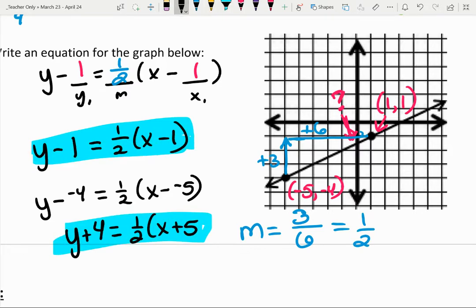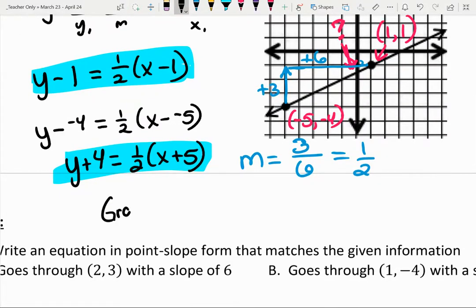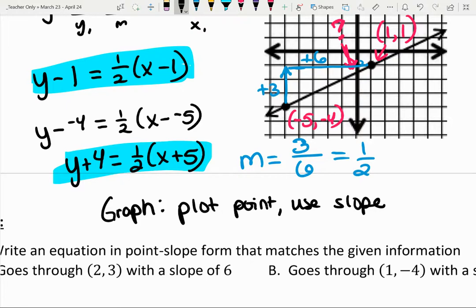And if I was graphing from point slope form, I would use a strategy similar to the slope intercept form. If I was graphing, I would plot the given point, and then use the slope. So just like slope intercept form where you start with the y-intercept and then use the slope, we would plot a point here and then use the slope to finish our graph.